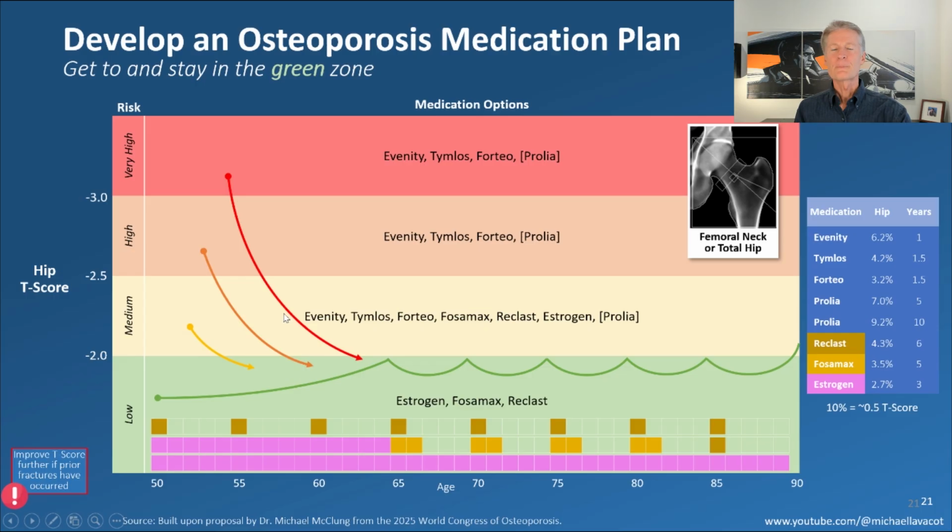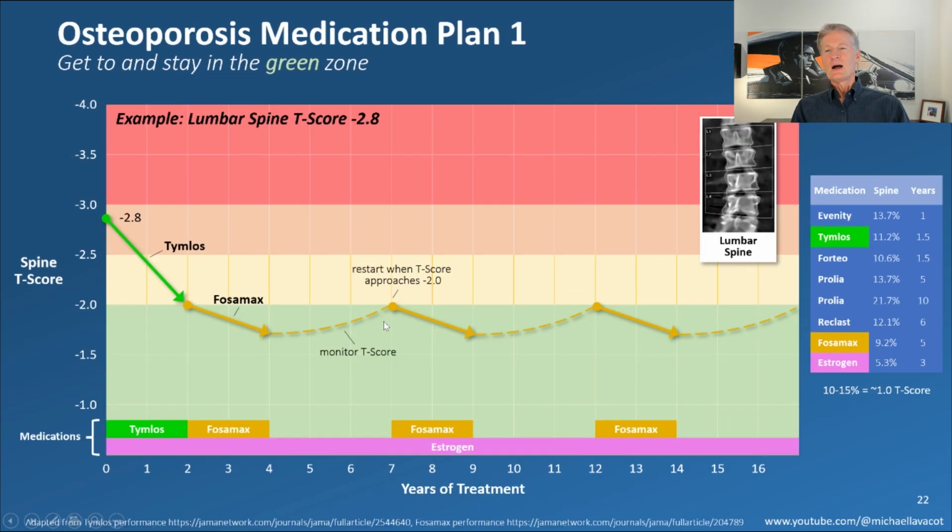Okay. All right, so let's take a look at some examples. All right, now this is, I'll say, fairly common, right? You find out you have osteoporosis, then you hesitate, you're in the bargaining phase, you do a bunch of stuff. Next thing you know, you're at minus 2.8 in the lumbar spine, which is typically the worst of the bunch because it moves quicker than the hip does. And maybe you choose Tymlos, right? You use Tymlos for 2 years.